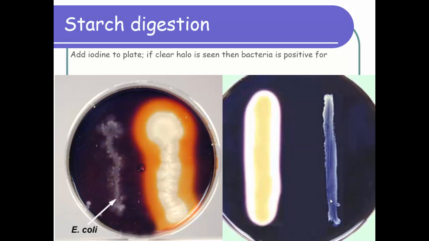Starch digestion, we will actually put bacteria on a plate of starch agar. After we do the oxidase test, we will add iodine to the plate. If a clear halo is seen around the bacterial culture, it is positive for alpha amylase production, or it means it can digest the starch, and this would be a positive starch test.